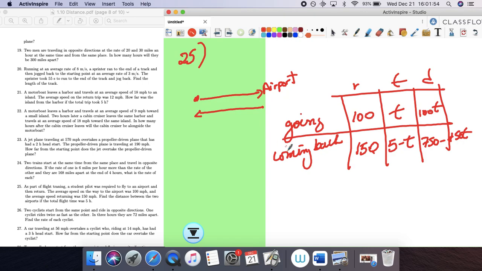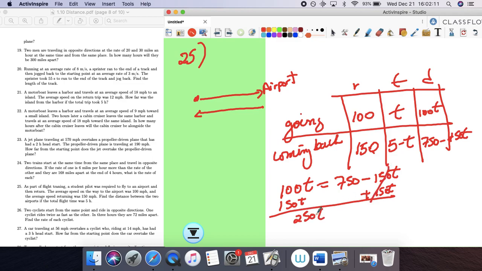And again, now what do we know about their two distances? Well, the distance going and the distance coming is the same. So our equation is going to be the distance going equals the distance coming back. We add 150t on both sides, because we have variables on both sides. That goes away. That makes it 250t equals 750. We divide both sides by 250, and t equals 3 hours.